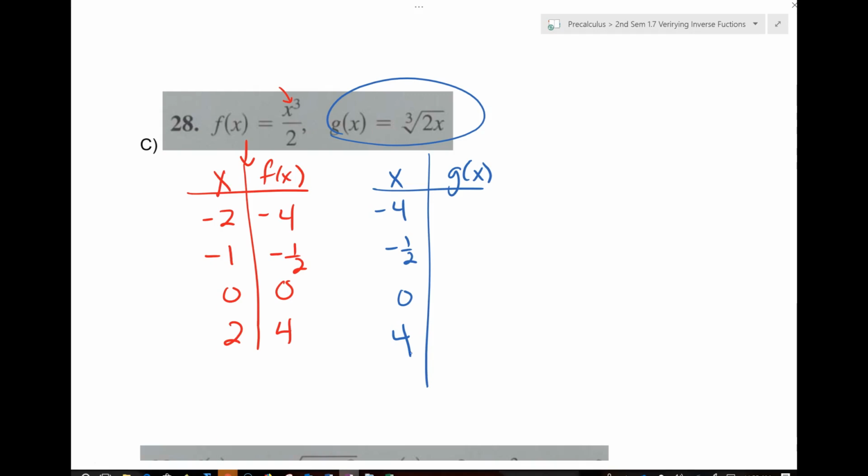Negative 8. Cubic root of that, negative 2. Same type of scenario going on. If you plug these in, don't they work? Do you see how you can do it quick and easy?